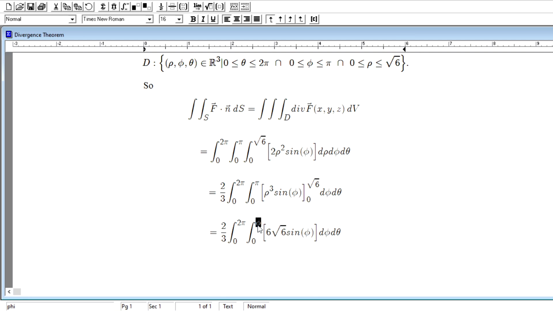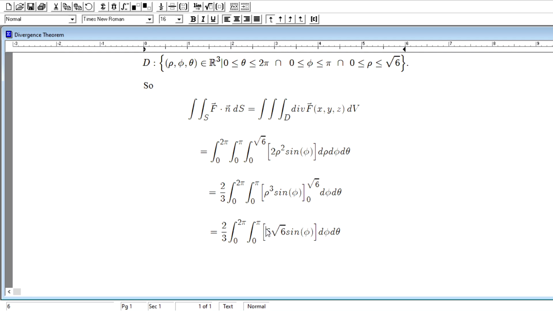how did I get phi up there? That should say pi, right? For 6 root 6 sine phi, right? Where the cube root of rho, evaluated from 0 to the square root of 6, is actually going to be 6 root 6 at its uppermost bound. At 0, it zeroes everything away.